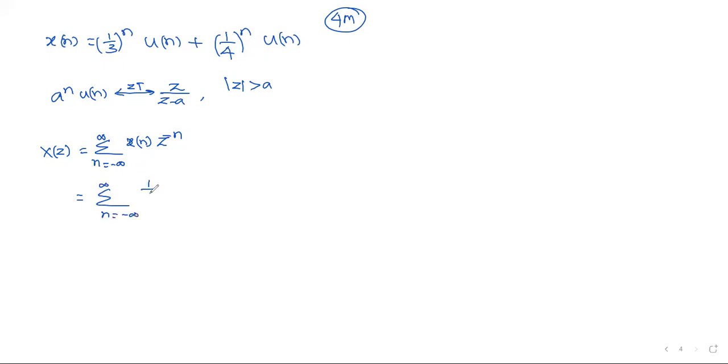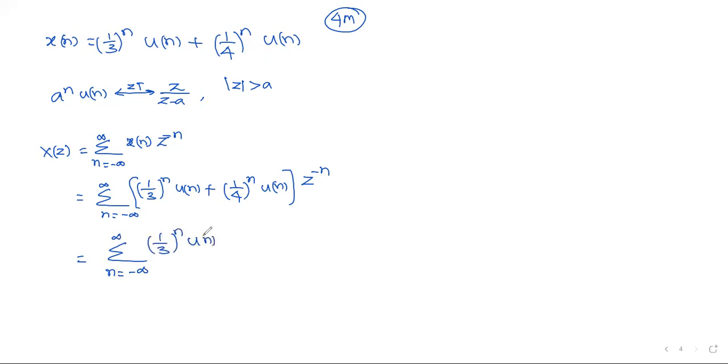What is X(z)? The sum is (1/3)^n u(n) plus (1/4)^n u(n), the whole thing multiplied by z^(-n). To split that, separate the terms: summation n equal to minus infinity to infinity (1/3)^n u(n) z^(-n) plus summation n equal to minus infinity to infinity (1/4)^n u(n) z^(-n).